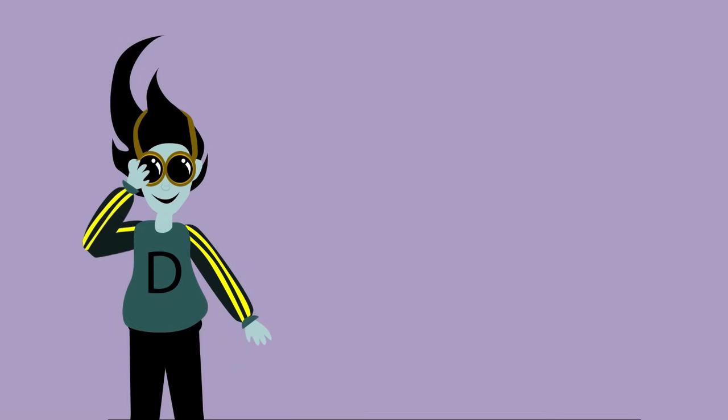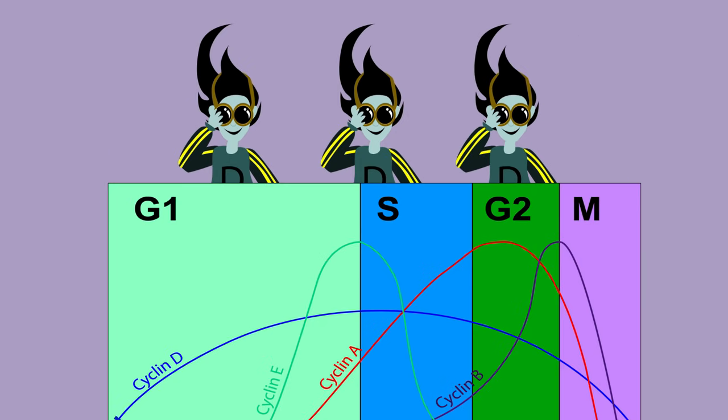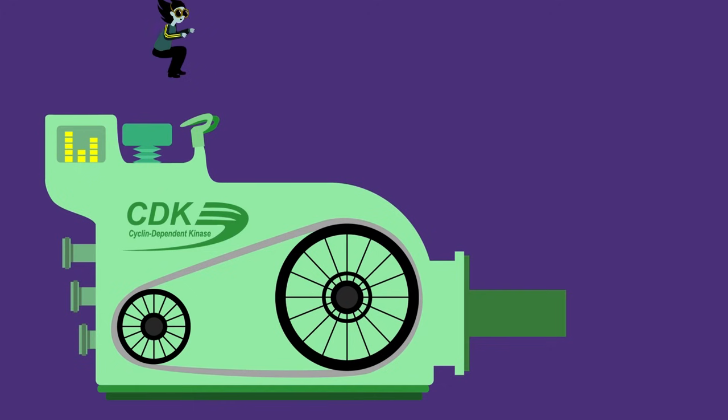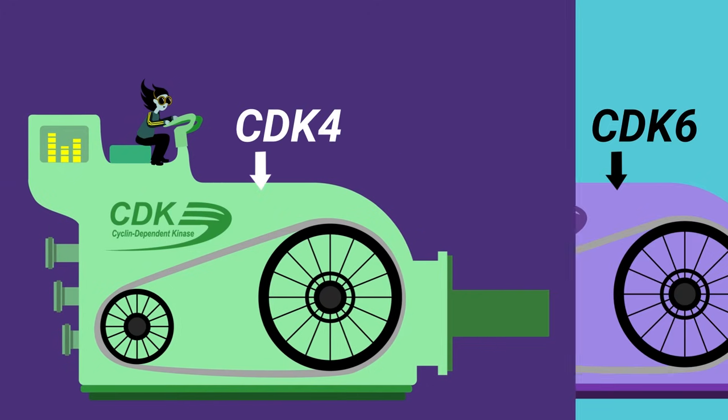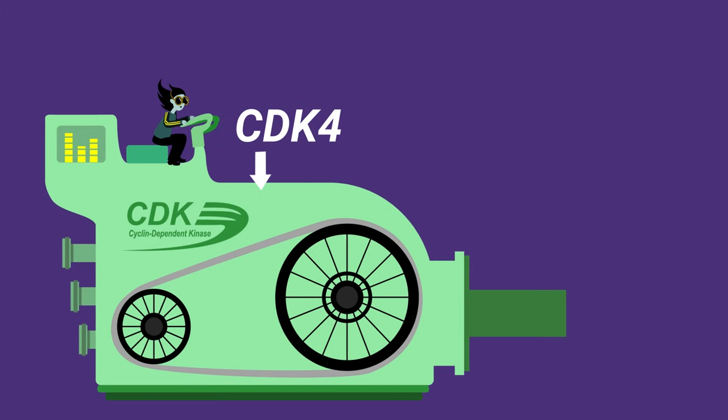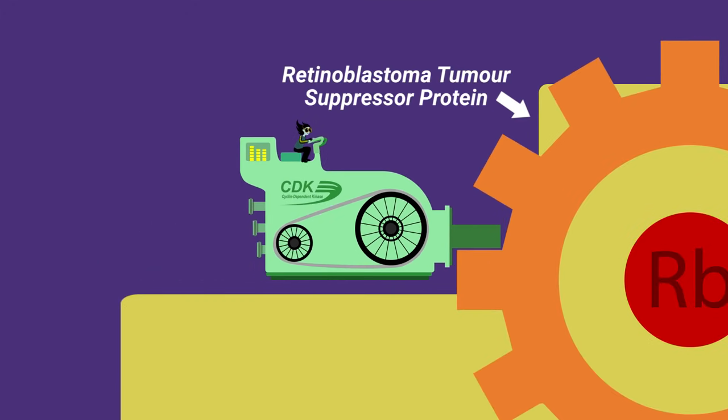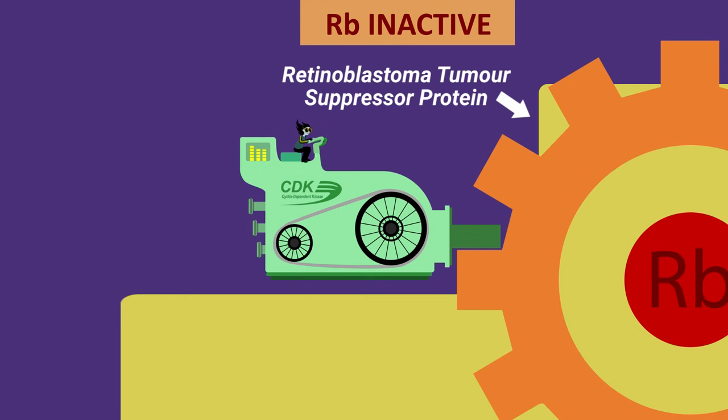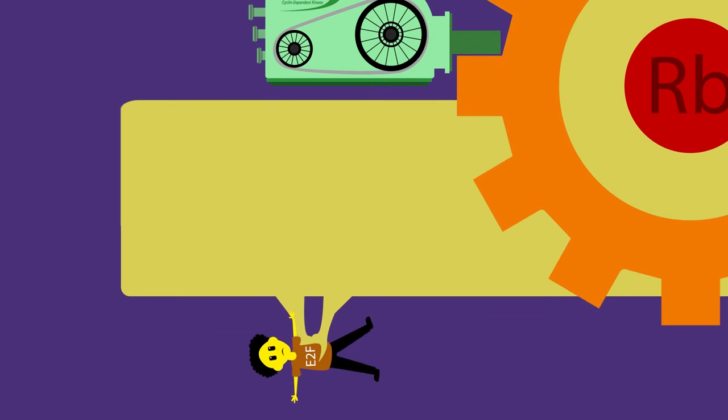Once G1 is initiated, cyclin D is synthesized and drives the G1/S phase transition. In eukaryotes, cyclin D binds with CDK4 and CDK6. These two complexes can partially phosphorylate retinoblastoma tumor suppressor protein, or RB for short. RB is bound to E2F, a transcription factor. When the cyclin D-CDK4 and cyclin D-CDK6 complexes partially phosphorylate RB, it loosens its grip on E2F.